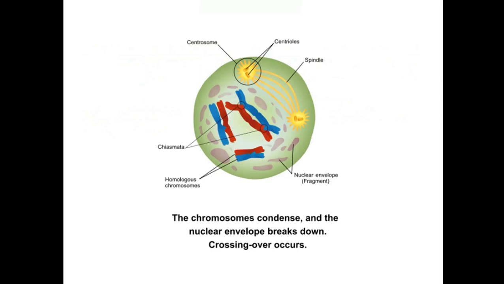Here's a diagram of prophase 1. As I told, the chromosomes condense, and the nuclear membrane breaks down.